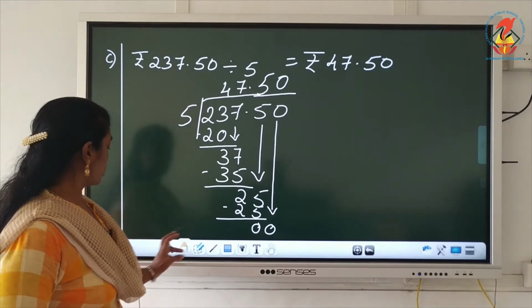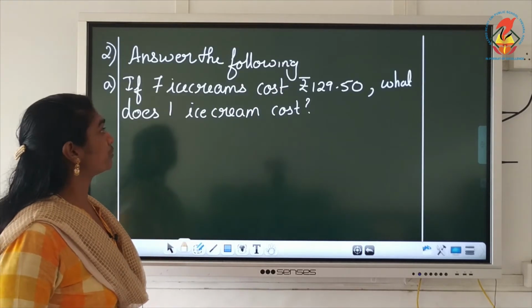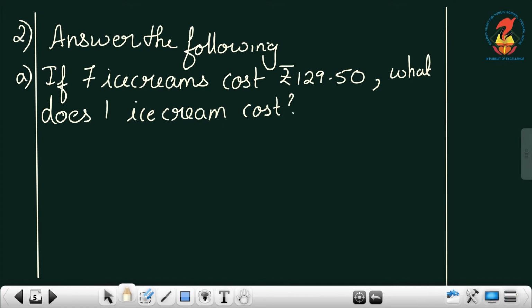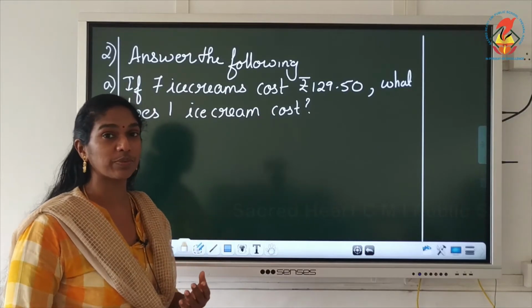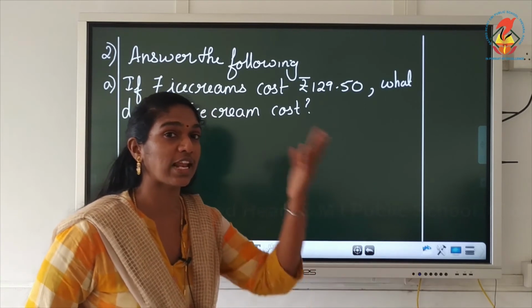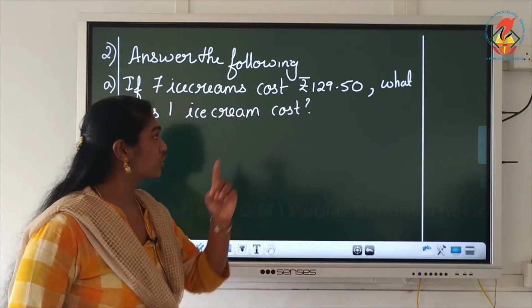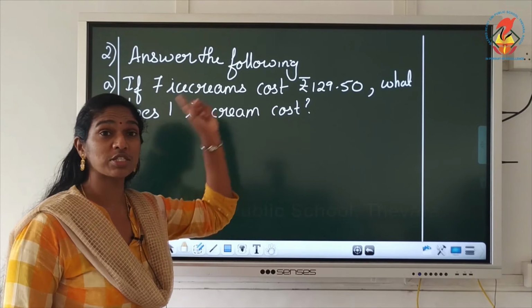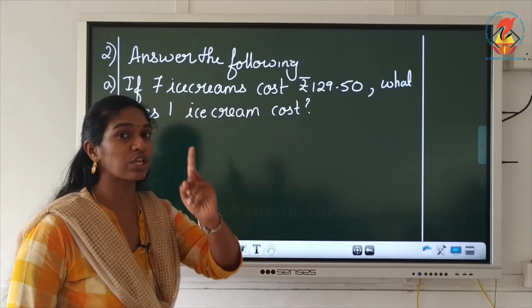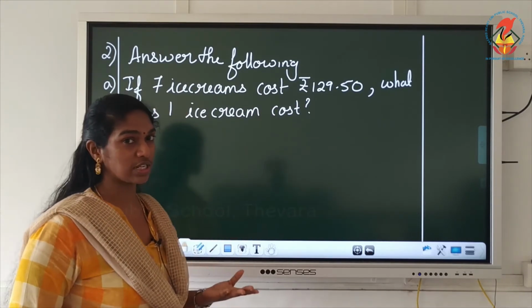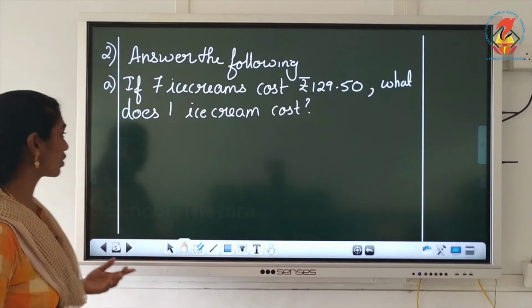Okay. So now we move on to some word problems. Answer the following. If 7 ice creams cost rupees 129.50, what does 1 ice cream cost? You have learned in smaller classes how we understand it is a division problem. They'll give you for more and they'll ask you for 1, isn't it? So see, they have given you the cost of 7 ice creams and they're asking you the cost of 1. So what is it? It is a division problem. So write the statement.